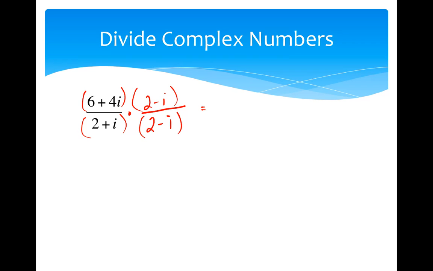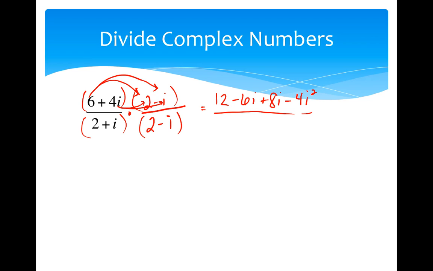So we're going to distribute in the numerator. We've got 6 times 2, which is 12. 6 times -i, which is going to be a minus 6i. 4i times 2, which will be a plus 8i. And then 4i times -i, which will be minus 4i squared.